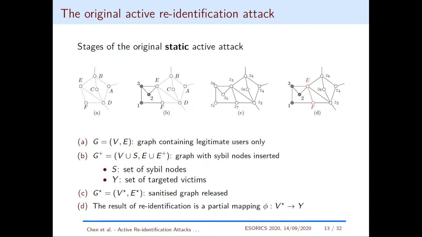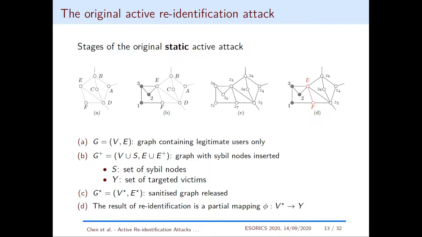So we will explain how active re-identification attacks work, first focusing on the static scenario. In the static scenario, we have, as we can see in item A in this figure, a social graph, and the adversary will insert some Sybil nodes and will create unique connection patterns among the Sybil nodes and between the Sybil nodes and some legitimate users that we call the victims. When the data owner publishes the anonymized graph, she replaces all of the IDs for pseudonyms, including the ones for the Sybil nodes.